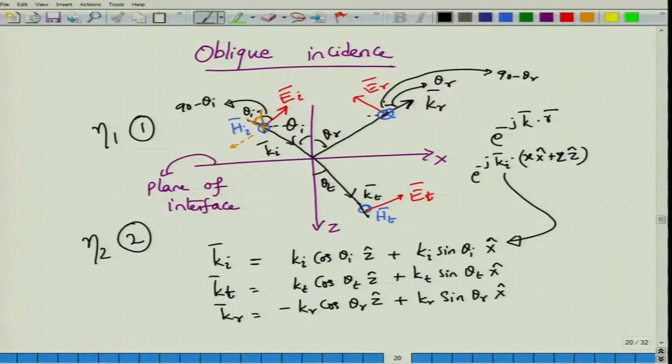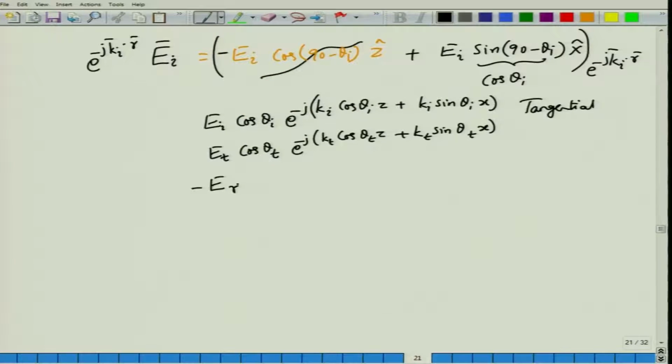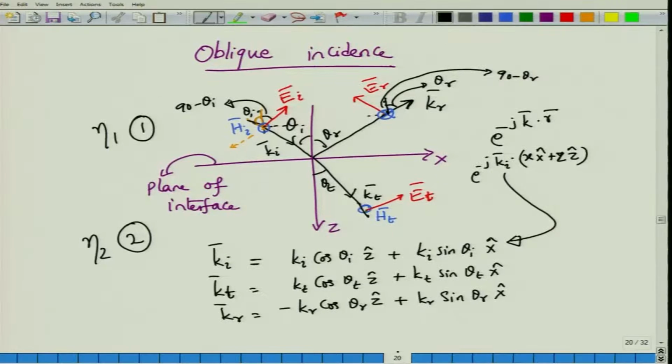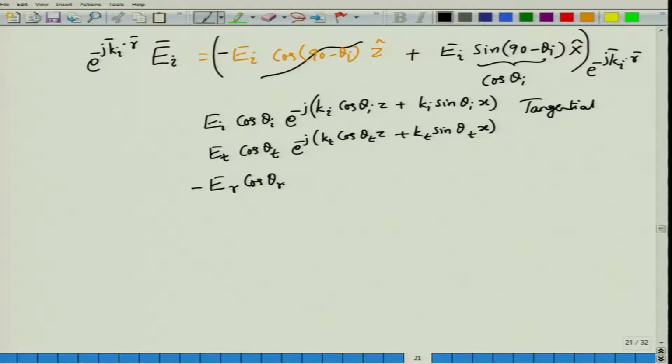For ER, I need to find the angle. The angle made by kr with respect to the vertical line will be theta r. Therefore, the angle made by the red line ER with respect to the vertical line will be 90 minus theta r. But this time the electric field will have a component along minus z and a minus x component. So I can rewrite this as minus ER, the reflected field amplitude, times cos(90 minus theta r) along the z axis, but sin(90 minus theta r) along the minus x axis, which again means this would be a cosine wave only. So this would be cos theta r, and the complete phase factor would be kr cos theta r z, with a minus direction, plus kr sin theta r into x.